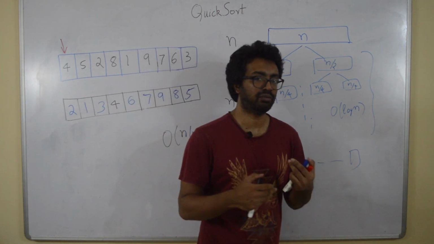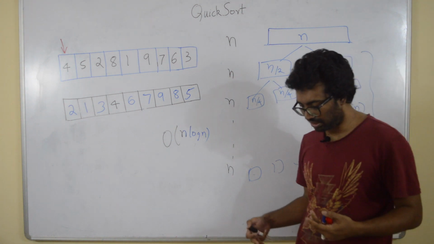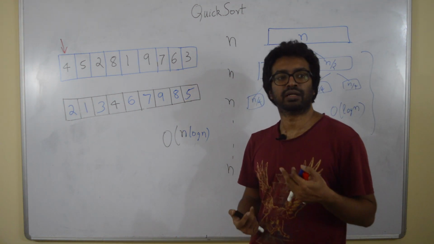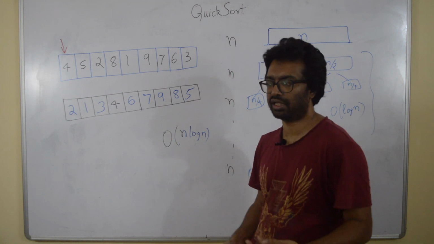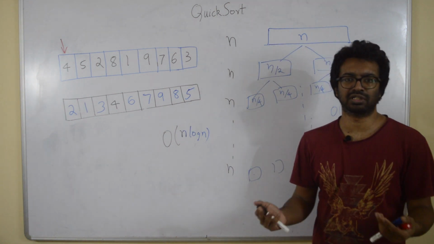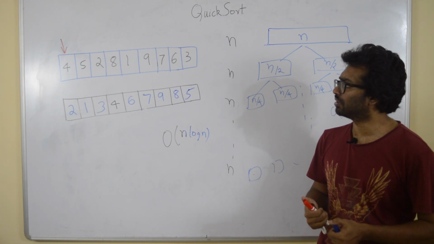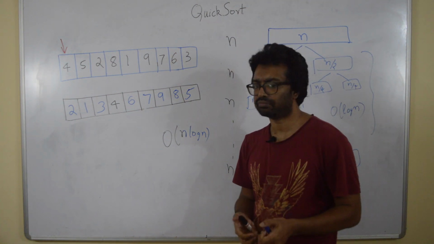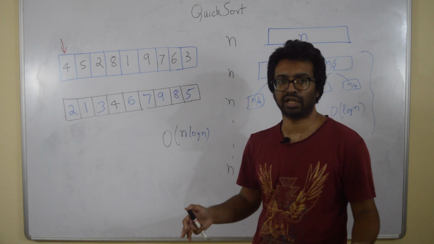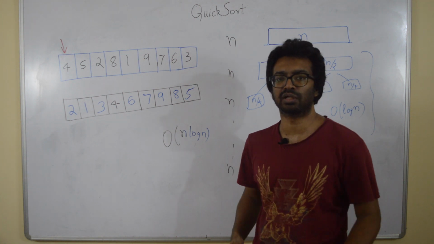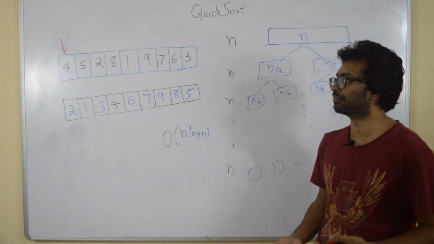Why am I saying that the average case is also n log n? This is something you will probably see in an advanced course, something called a randomized algorithms course, for example. The idea is that for the average case, you go through all inputs, compute the time taken, and take the average of the time taken, and you get it to be n log n. That's the average case running time.